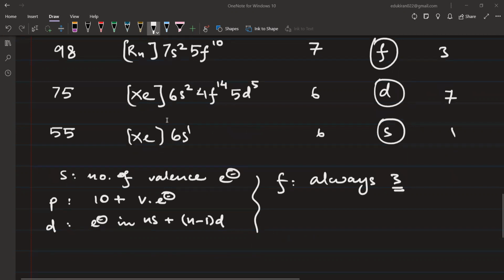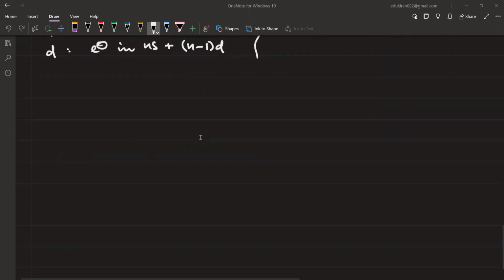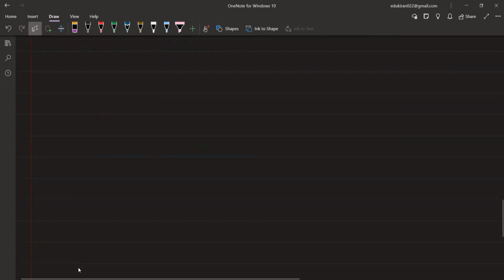Okay, so yeah, I think all of you are comfortable on how to identify this period, block, and the group number. Okay, and now we are going to start writing about the different elements that we have and each and every group. Okay, so we'll start with the group number 1. Before that, let me write a few things. Let us start with the periods.